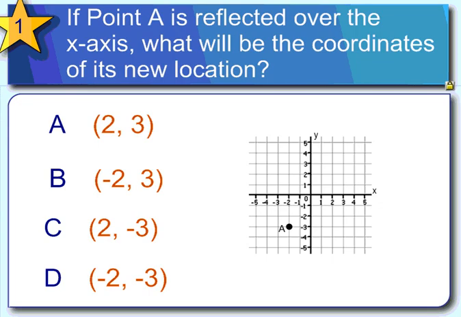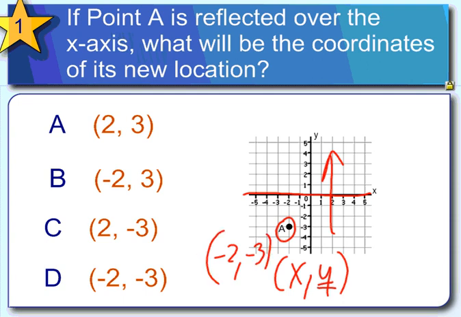All right, let's do just a couple of questions. If point A, right here, is reflected over the x-axis, what will be its new location? We want to reflect over the x. Well, remember, if you want to reflect over the x, change the y. Take the opposite of the y. So what point is A? Point A is -2, -3. So I'm going to change just the y. I'm going to change that to +3. -2, +3. And that's our answer. -2, +3 would be the location of our new coordinate.